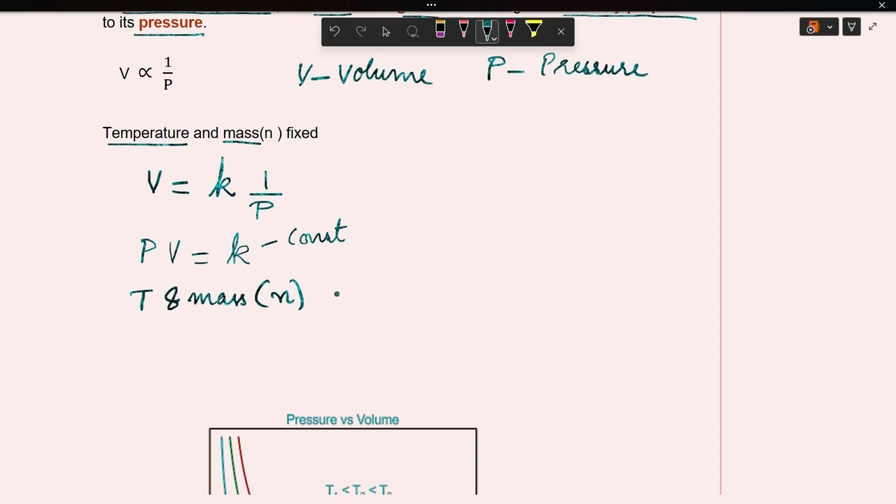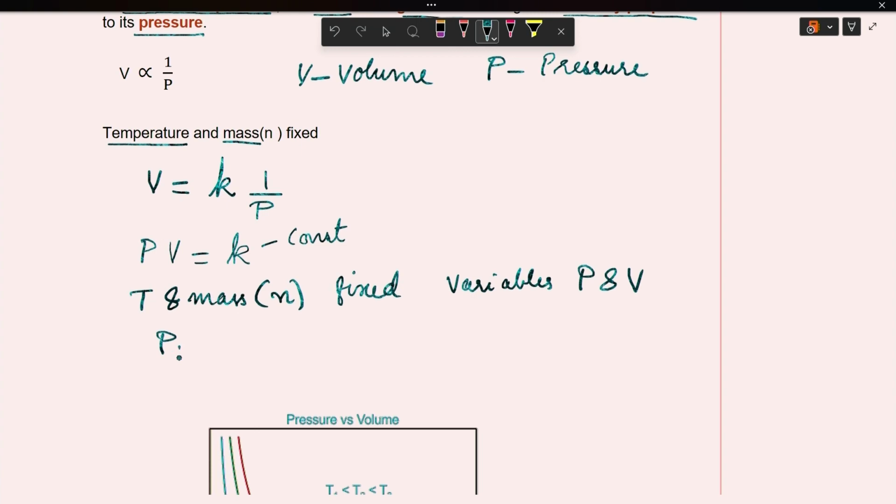If these two are going to be fixed, then the variables are only P and V. Now, what I am going to do is, when a gas is maintained at pressure P1, let its volume be V1. When I vary the pressure to P2, let the volume be equal to V2, and if the pressure is P3, the corresponding volume be V3.